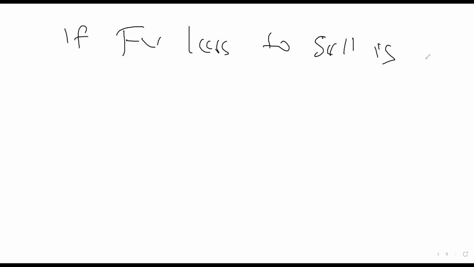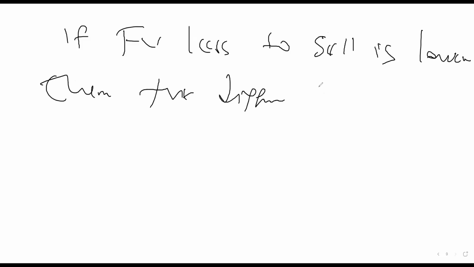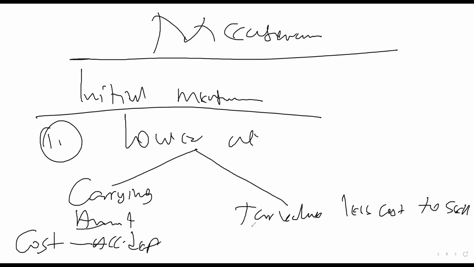If fair value less cost to sell is lower, then the difference is recorded or recognized as impairment. So practical example: if the carrying amount is 20, fair value less cost to sell is 15 at the initial date.